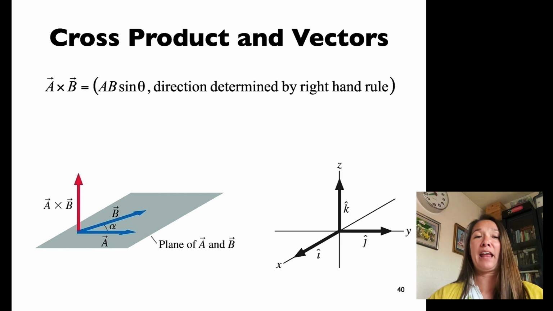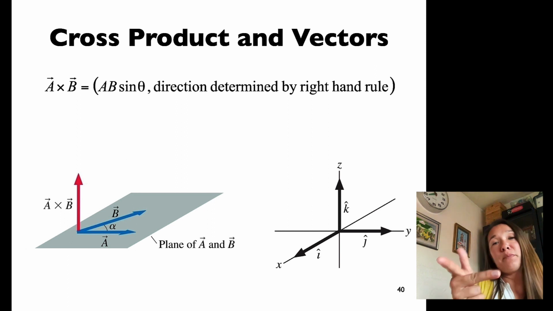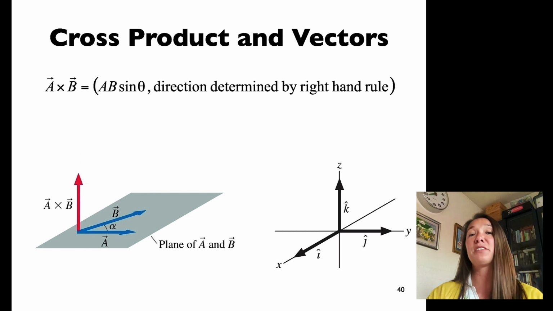So this is the right-hand rule, and you always do first vector, second vector, right? First vector, second vector, and this is your result. So you point your finger, this would be in the direction of A, this would be in the direction of B, and this would be your A cross B. It's very important to do it with your right hand because, if there's a plane, you can either go up or down, and the right-hand rule tells you which one is the correct one.